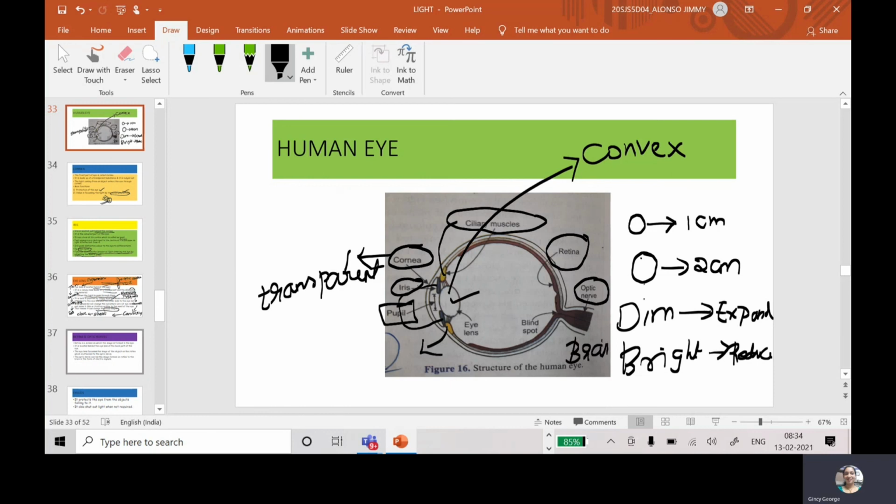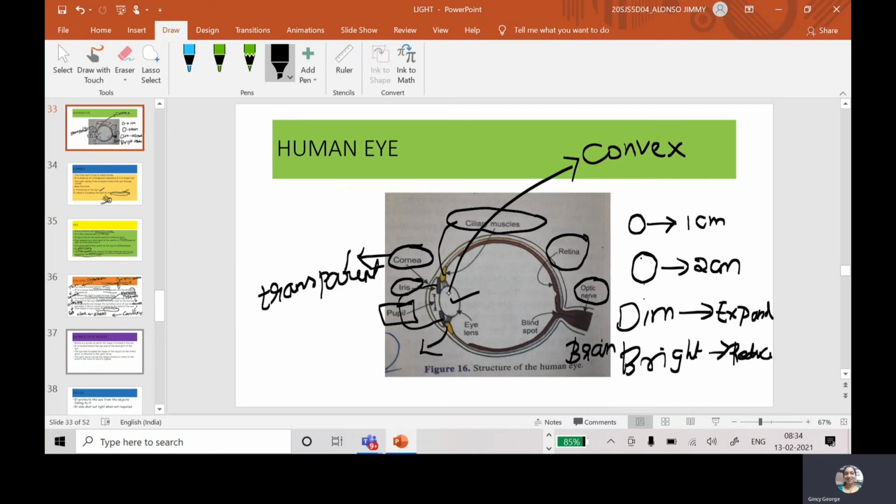This is a nerve connected from the retina to the brain. So for example, the image is formed, but to see that image, this information should be passed to the brain with the help of signals. Okay, in the form of signals by the optic nerve, it reaches the brain. The brain reads that image and you're able to see.